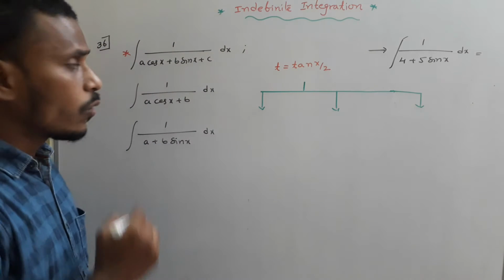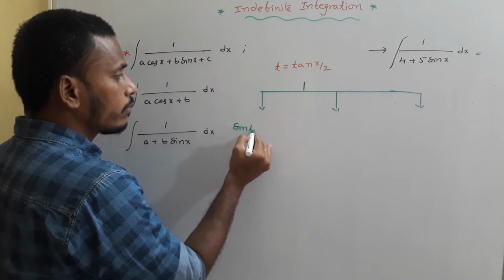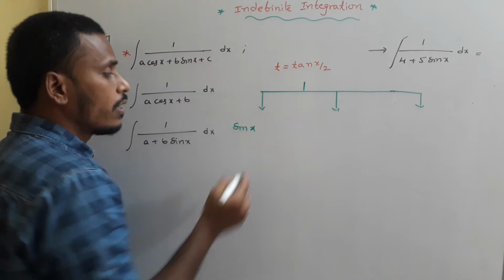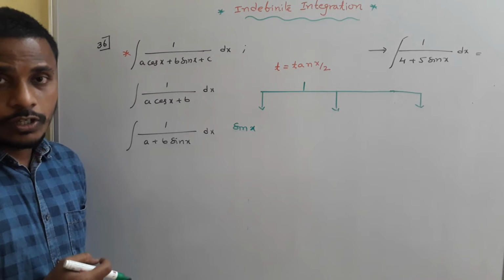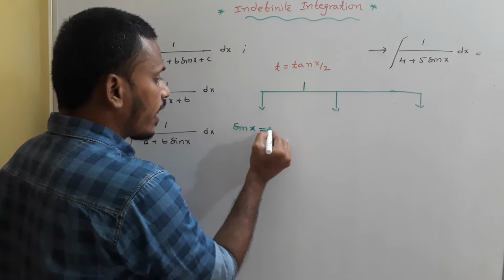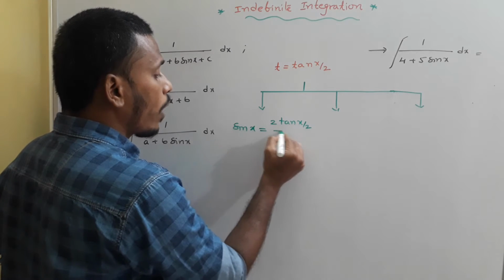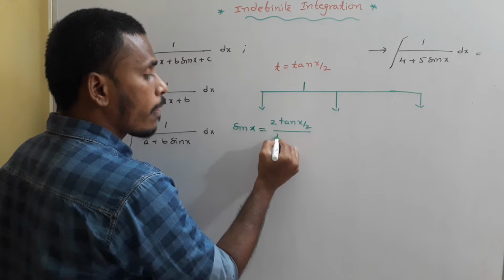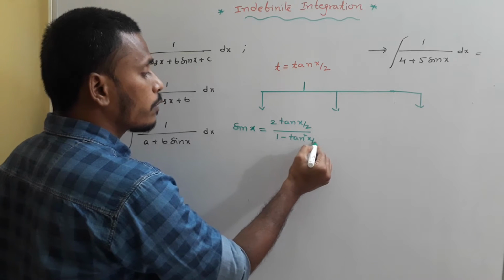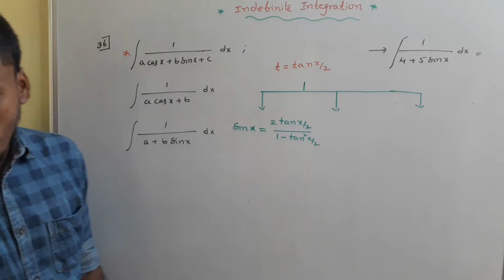So t is equal to tan x by 2. Then what do you say about sin x? See, we have a formula that sin x is equal to 2 tan x by 2 divided by 1 plus tan square x by 2. Just observe this: 2 tan x by 2 divided by 1 plus tan square x by 2.